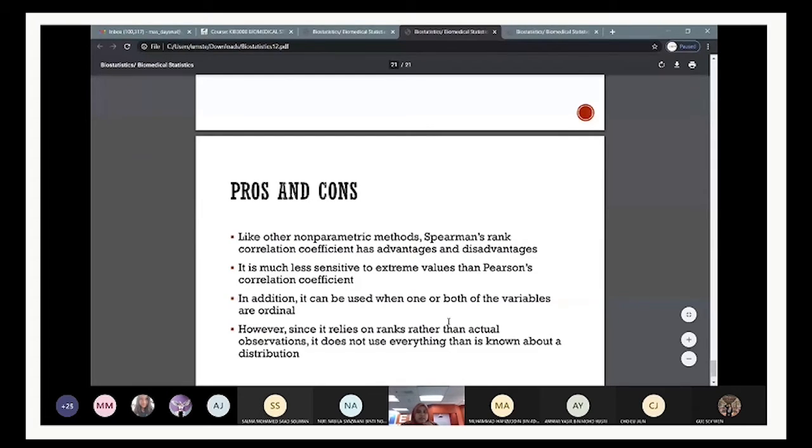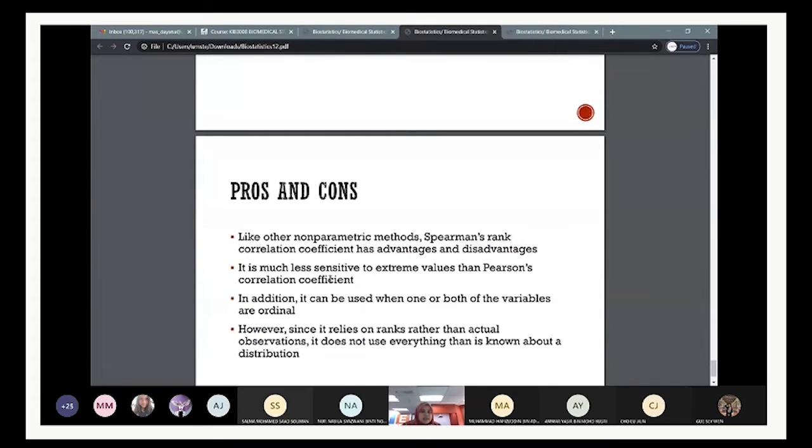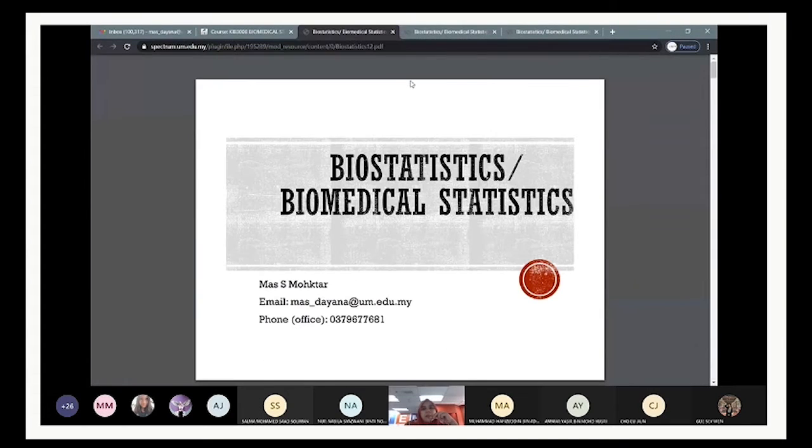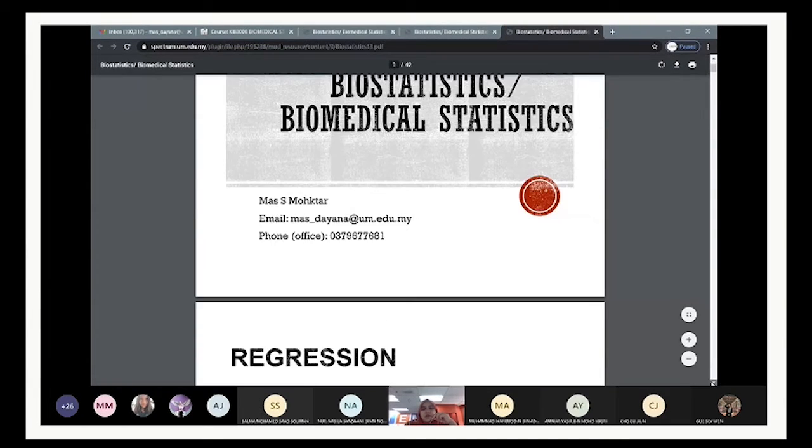Like other non-parametric methods, Spearman's rank has advantages and disadvantages. It is much less sensitive to extreme values than Pearson. So if you have extreme values, because you are only using the rank, it is not going to affect it that much. In addition, it can be used when one or both of the variables are ordinal. However, since it relies on rank rather than actual observation, it does not use everything that is known about a distribution. So it does not really represent it, but you can see whether the two data are correlated or not. Okay, so next will be regression.